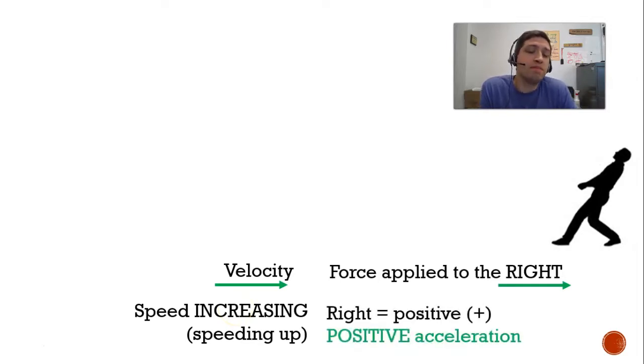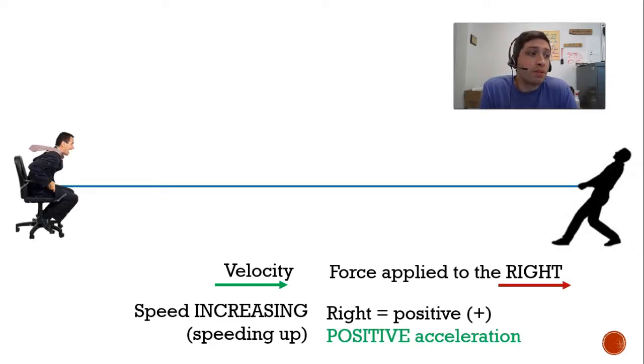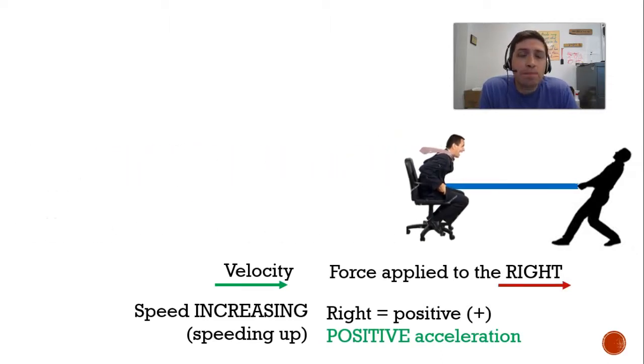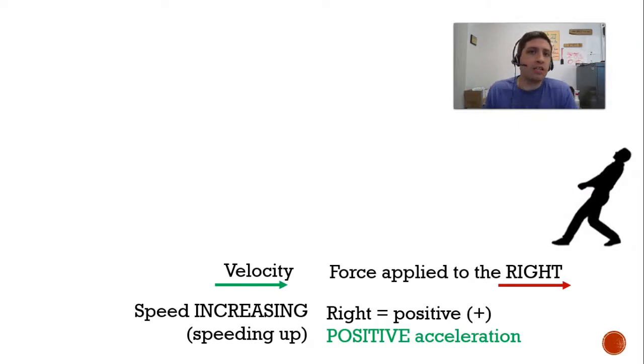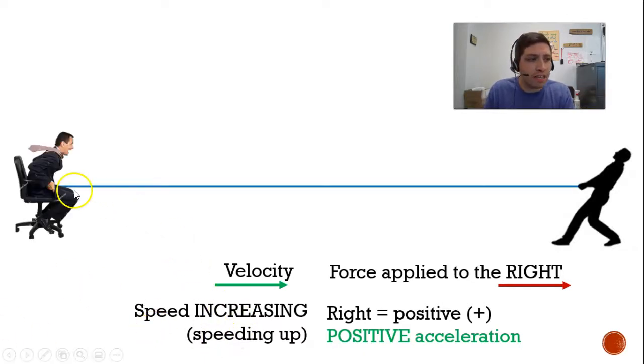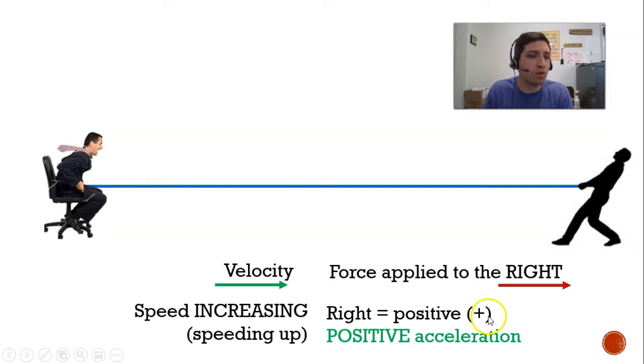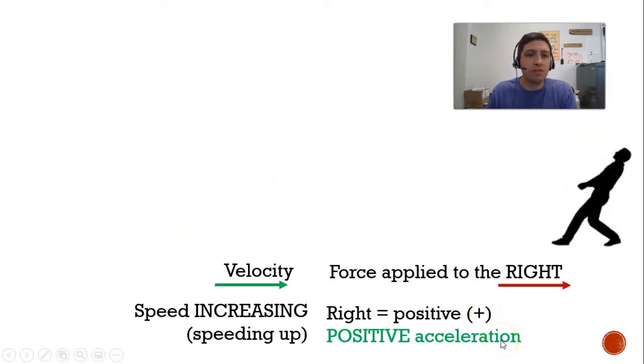Since right is positive, this is positive acceleration. Again, this person happens to be speeding up, but the positive in the acceleration doesn't talk about whether or not they're speeding up or slowing down. It talks about the direction of that change. The change is directed toward the right, in a positive direction. That's the direction of the change.